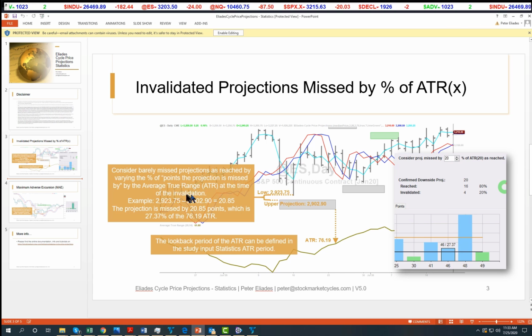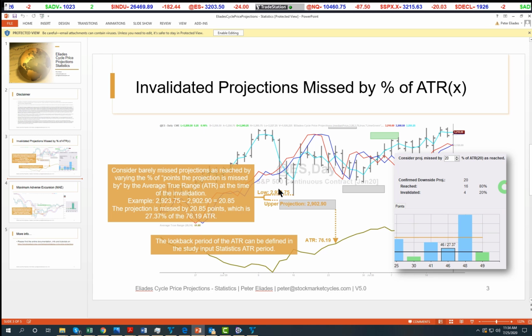The average true range at the time of the invalidation, and the percentage of points it's missed by, subtracting one from the other. So the upper projection here was 2902.90. That's the only one that's important. We want to know how much it missed by coming into the box. Well, the top of the box is at 2902.90. The lowest point reached was 2923.75, okay? And then it came up and then it invalidated. So this is how close it came. And that's the percentage the projection was missed by, by the average true range down in this area here.